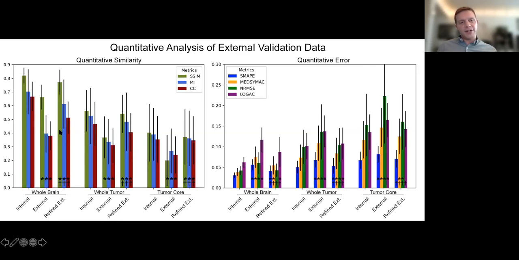But we were able to recover most of that performance by just training with a few more epochs using half of that BRATS data. So there was a pretty considerable transfer learning that happened here. And, you know, similar story with the error metrics.